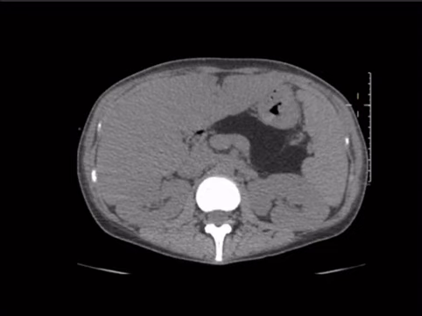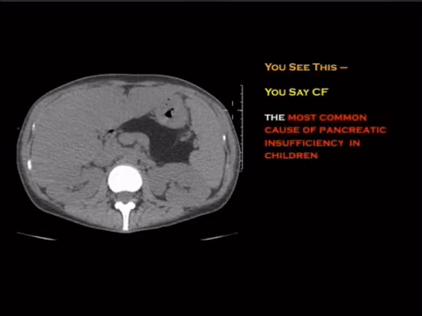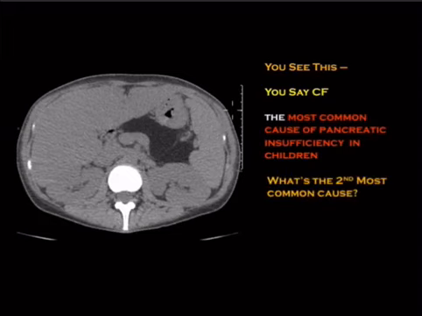And what we have is an obvious finding right here, which is complete fatty replacement of the pancreas. So when you see this, you're supposed to say what? You're supposed to say CF. CF is the most common cause of pancreatic insufficiency in children. What's the second most common cause? This one's less common, right? This one's a zebra. Shwachman-Diamond syndrome.